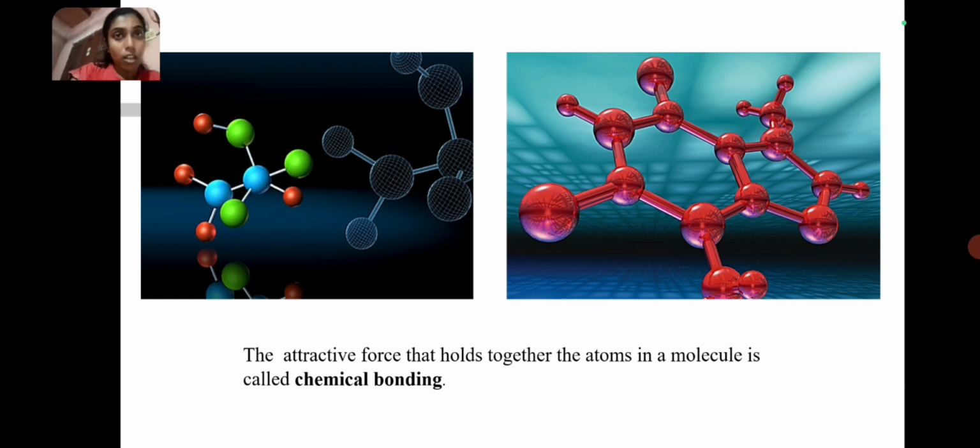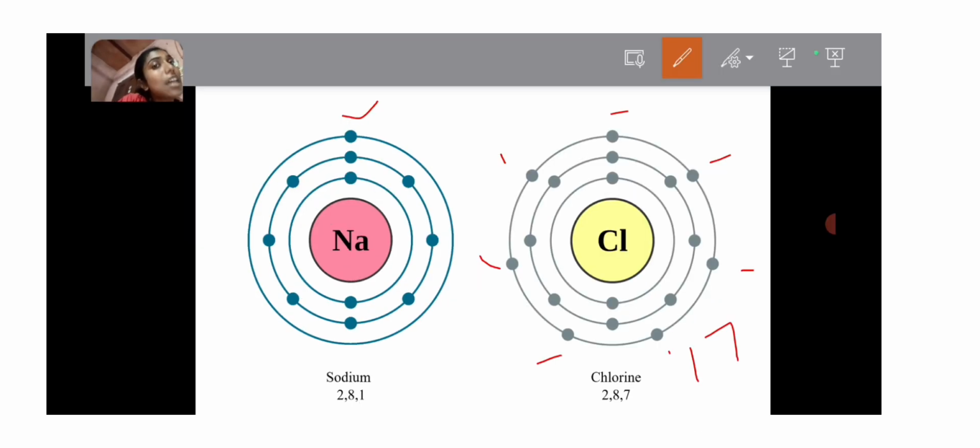So now we are going to study the different types of chemical bonds. In case of chlorine, it has 7 electrons in the outermost shell. For sodium, it has two options: either it can lose one electron in order to become a configuration of 2 8, or it has to attain 7 electrons to become 2 8 8.